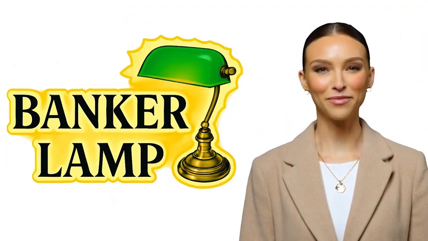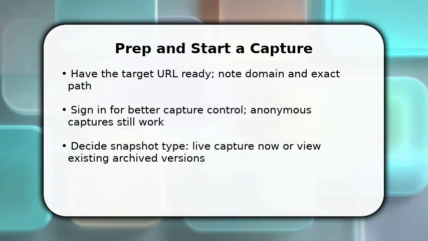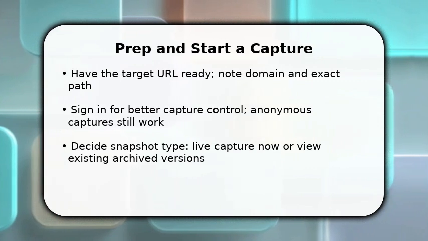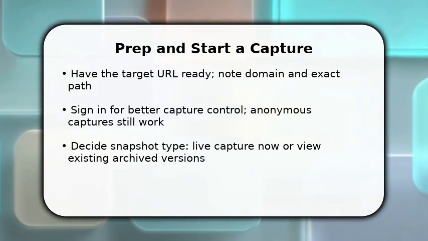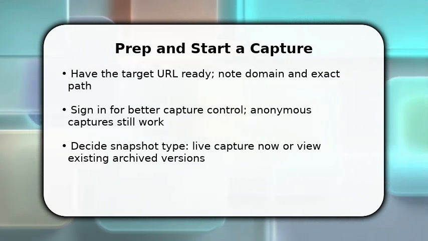Please enjoy the video. You'll begin by choosing the exact URL you want to save or inspect. Type it into the Wayback Machine search bar and press Enter. Once done, scan listed timestamps for existing snapshots before capturing. This avoids duplicates and shows coverage gaps.